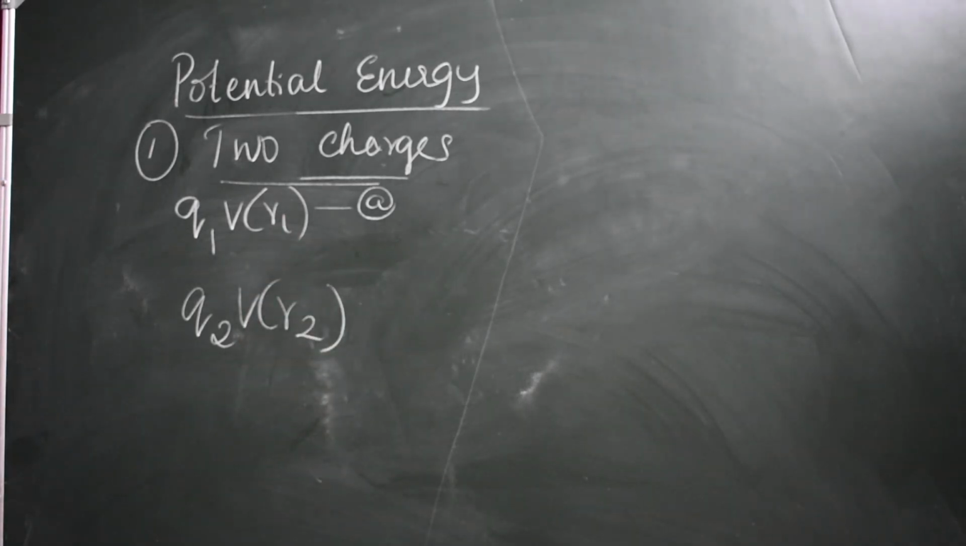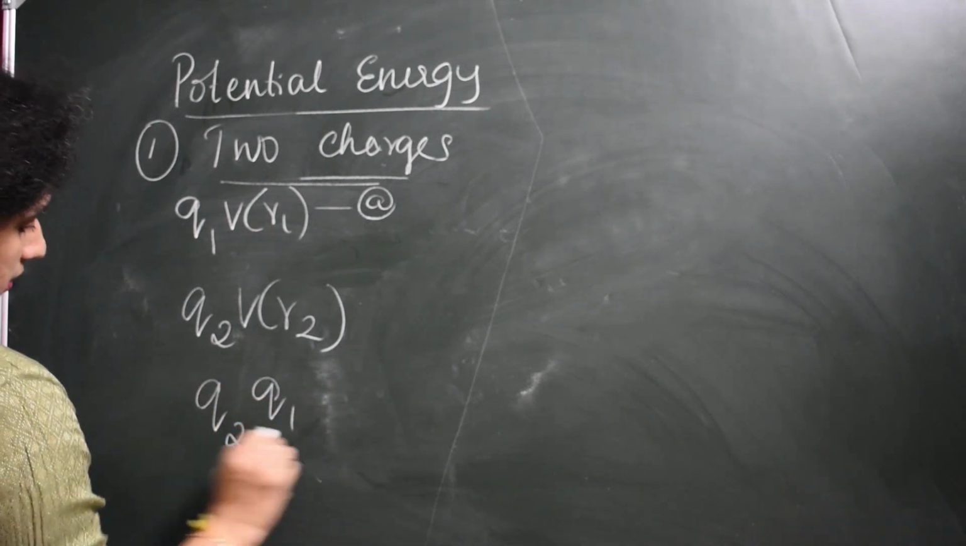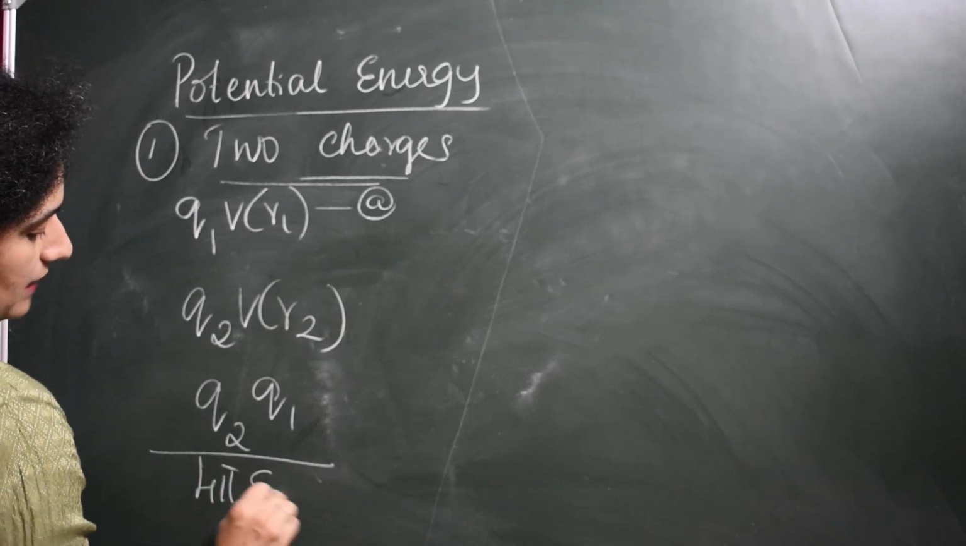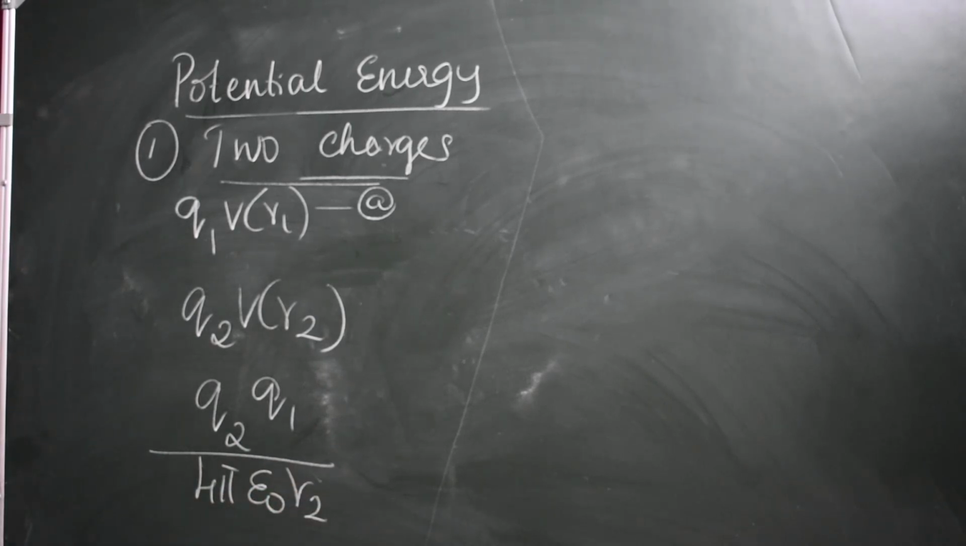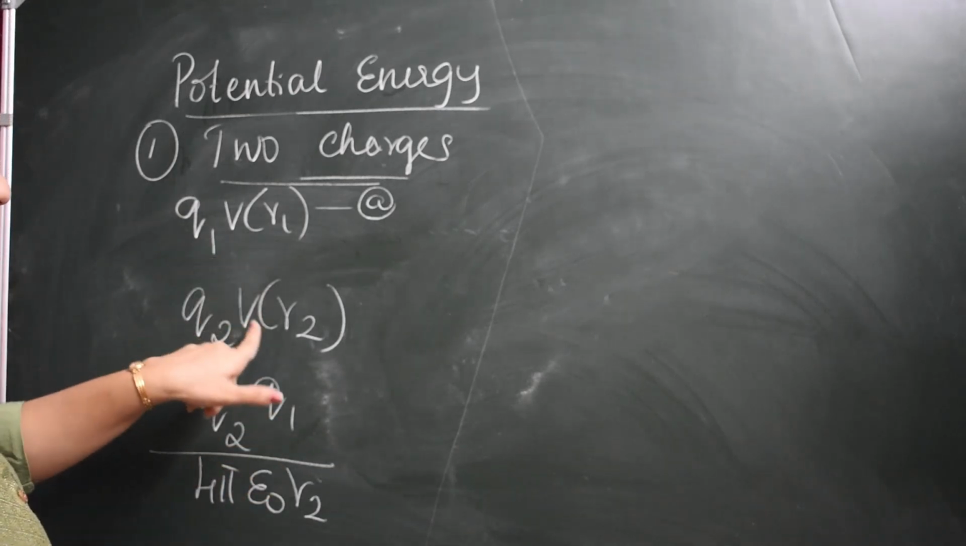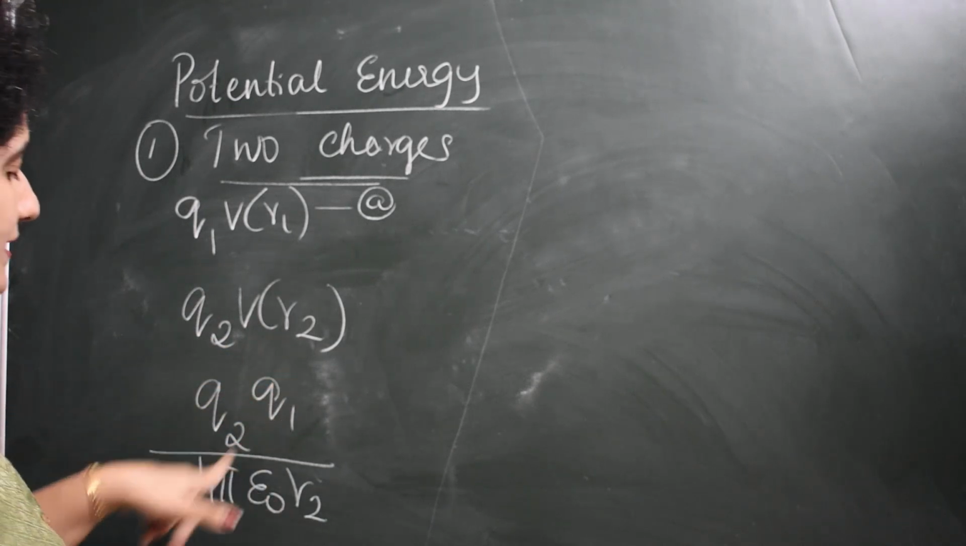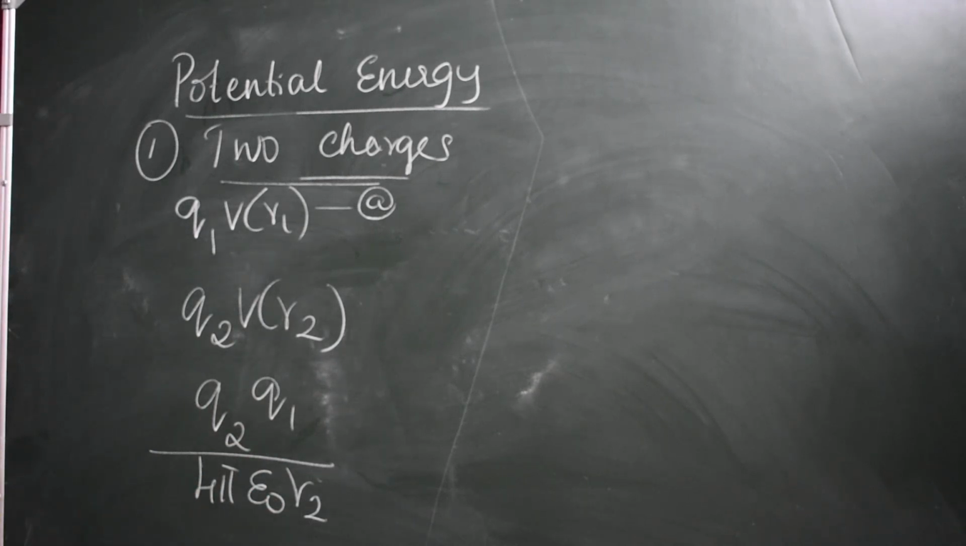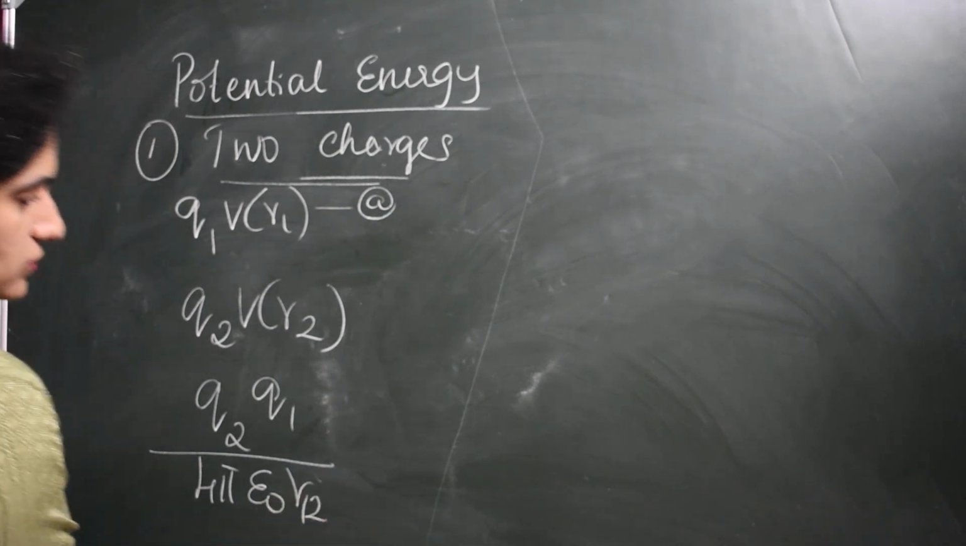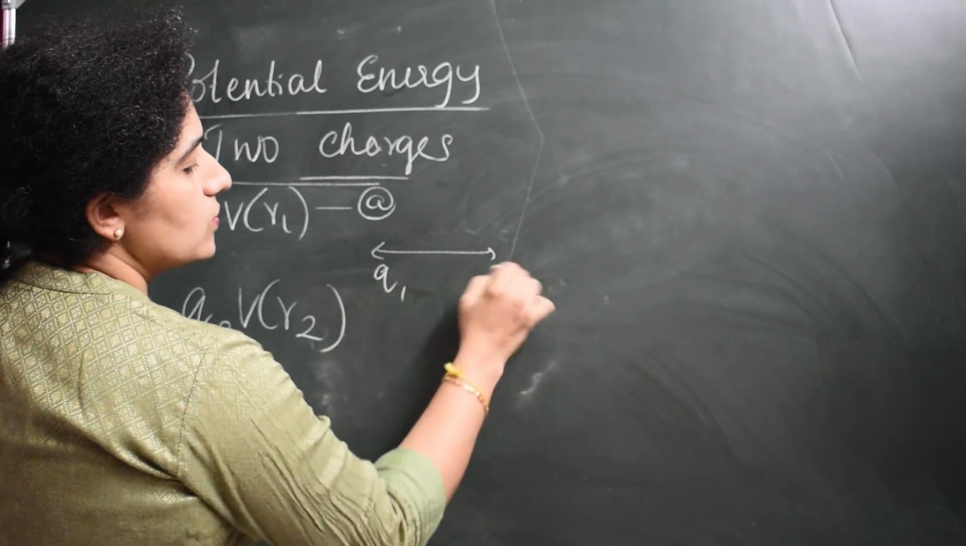At the end we will add using the superposition principle. So now it is Q2 into V of R2. What will it be? It is Q2 Q1 divided by 4 pi epsilon naught into R2. R2 is the position vector for the second one, or distance between Q1 and Q2. So this V of R2 is created by the charge Q1. So you have Q2 Q1 divided by 4 pi epsilon naught into R2. Or you can write it as R12, so that you have the distance between Q1 and Q2 as R12.